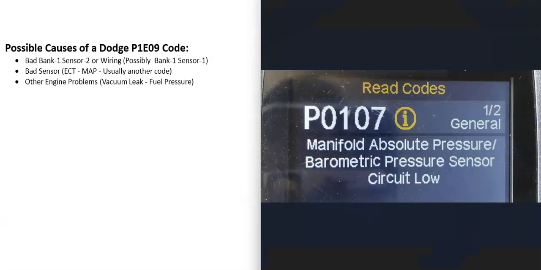Usually when there is some kind of problem with the sensor or something like that, you're going to get other codes. For example, if you're also getting like a P0107 manifold absolute pressure barometric pressure sensor circuit low, then in that case, it's a good idea to go check out that map sensor, be sure it's working correctly, because the next thing that could cause this is a bad sensor. So if you're getting any other codes, be sure to pay attention to that.